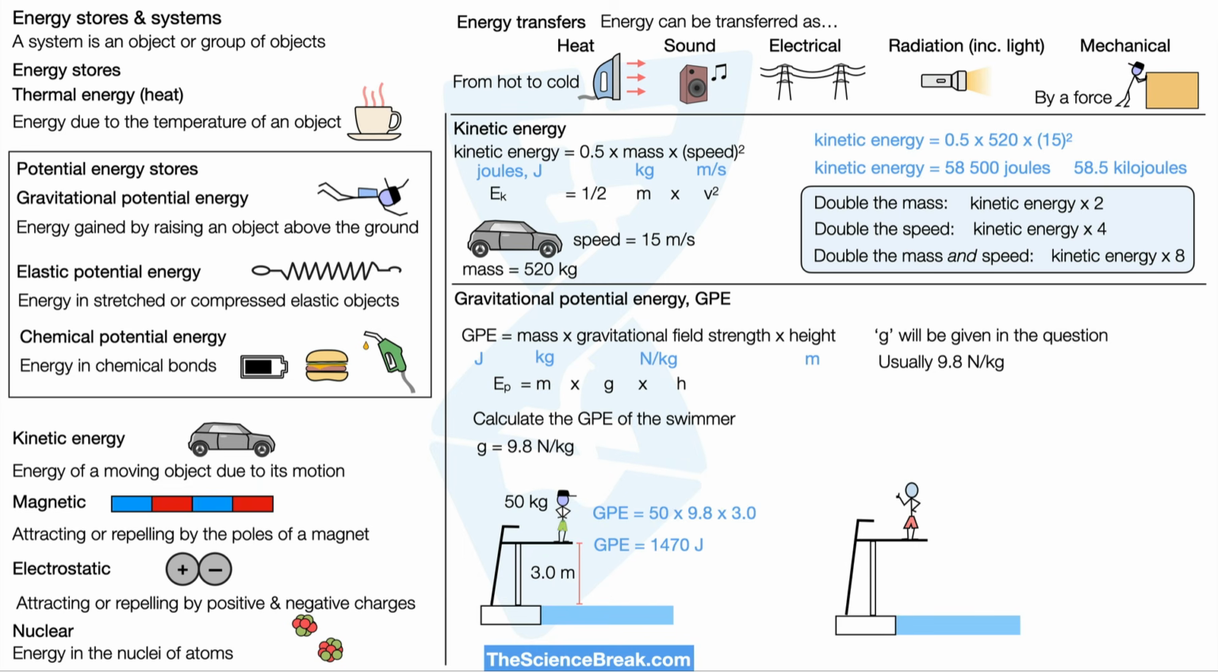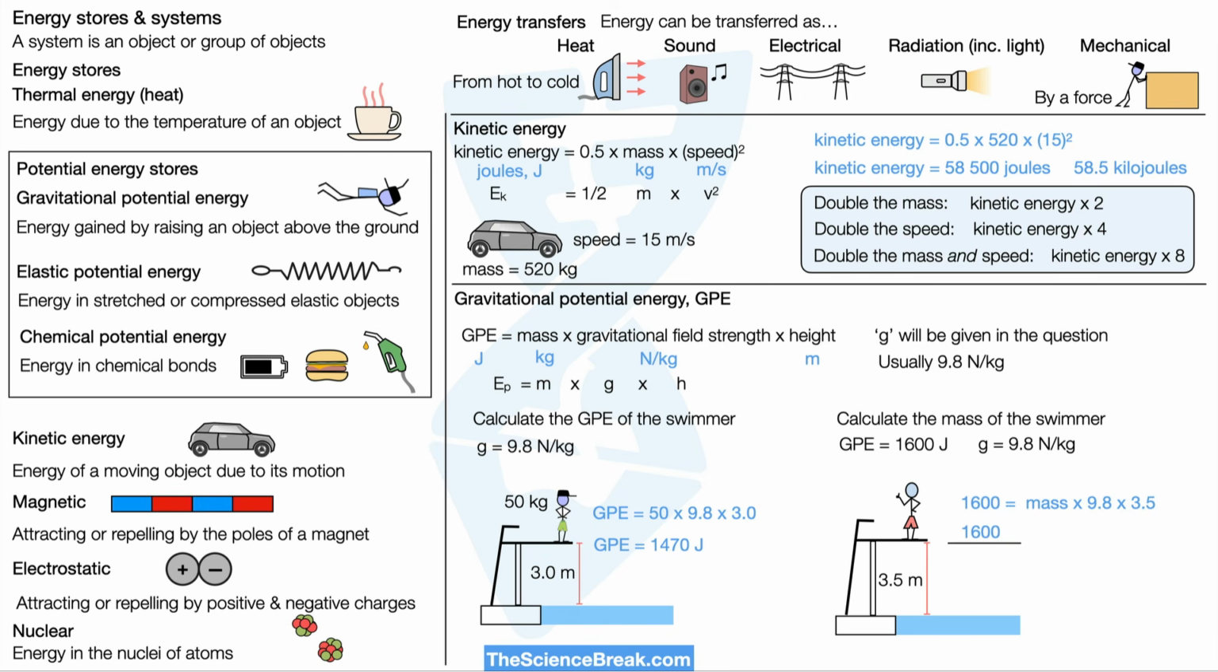Here's another example. This time we have to calculate the mass of the swimmer. The GPE is given as 1600 joules, and g again is given as 9.8 newtons per kilogram. The height of the swimmer above the water is 3.5 meters this time, and we would do this by substituting in the values into the equation. 1600 equals mass times 9.8 times 3.5.